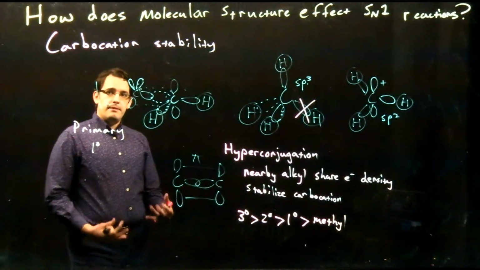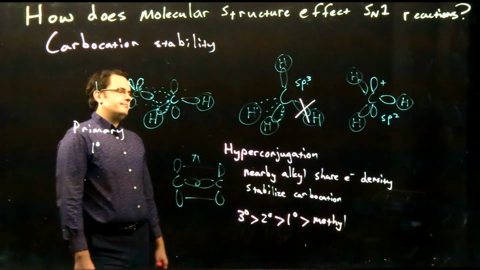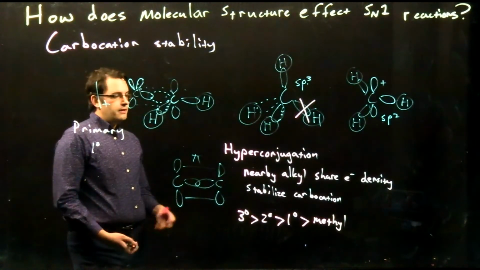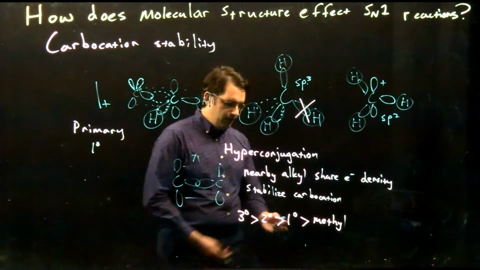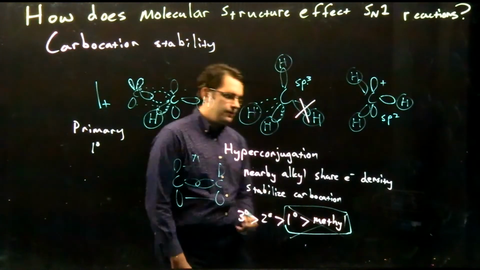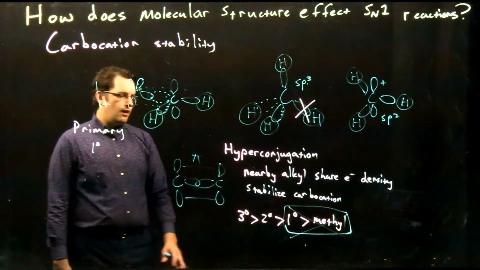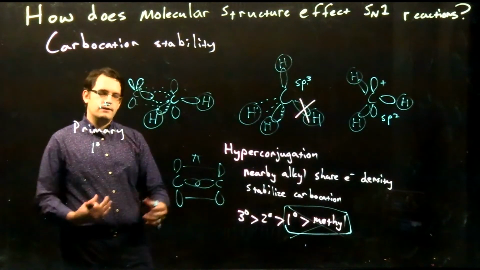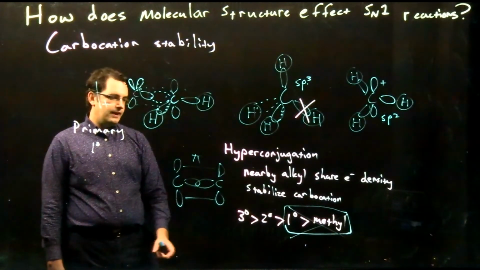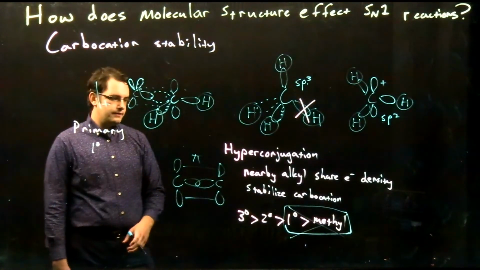Now this stability effect is so important that our primary and methyl carbocations essentially don't really occur. These are actually so unstable that any reactions that would produce primary or methyl carbocations don't really occur unless there are some other effects helping to stabilize those. And so we'll mostly only see tertiary and secondary carbocations reacting in our SN1 reactions.